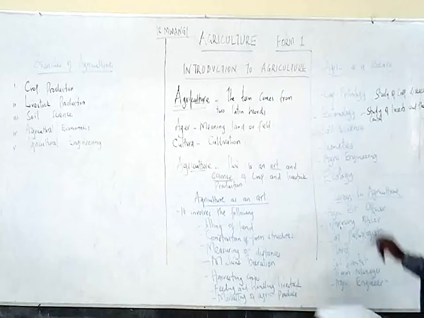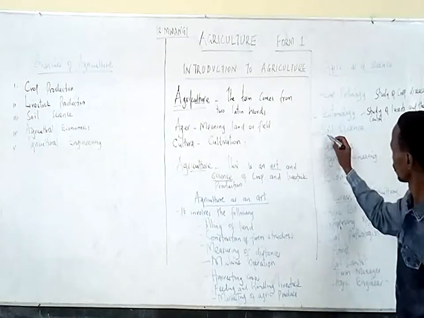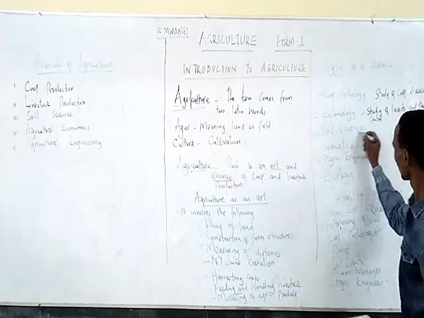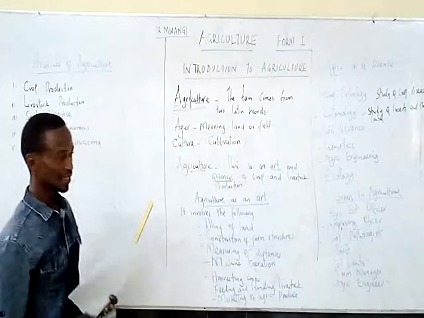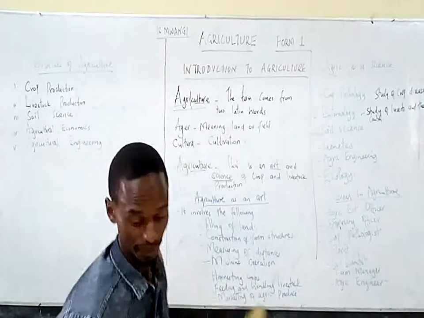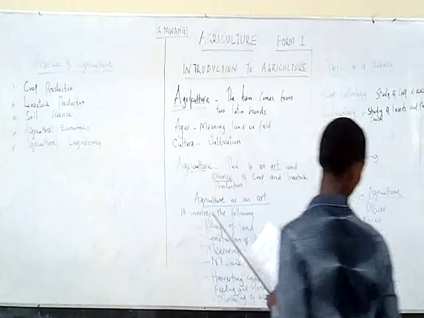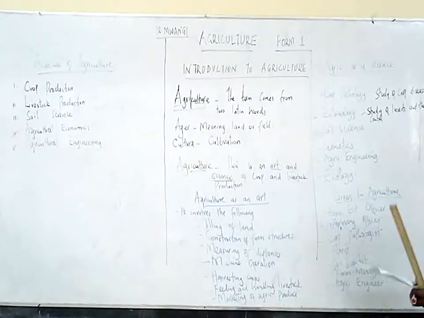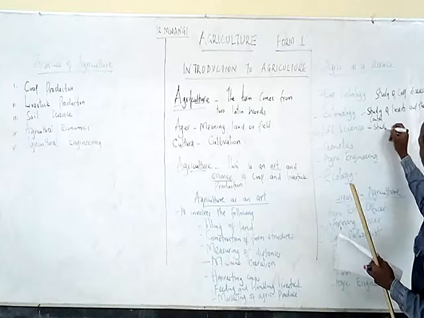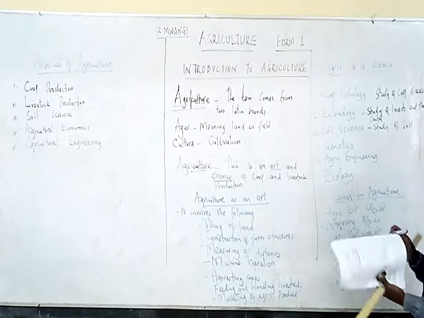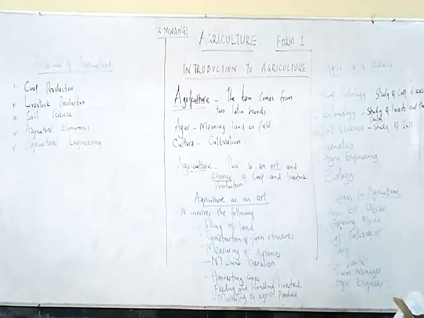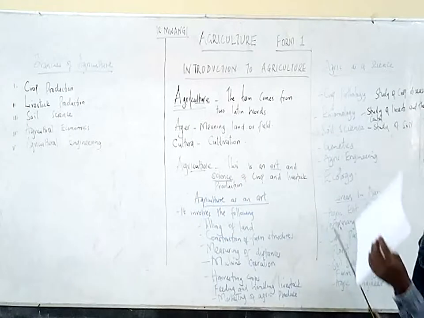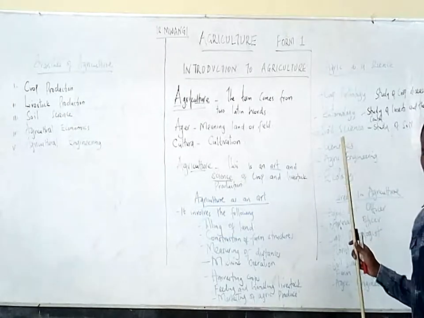Then again, agriculture as a science, we have the field of soil science. Soil science is the study of soils. In agriculture, various crops require different types of soil.